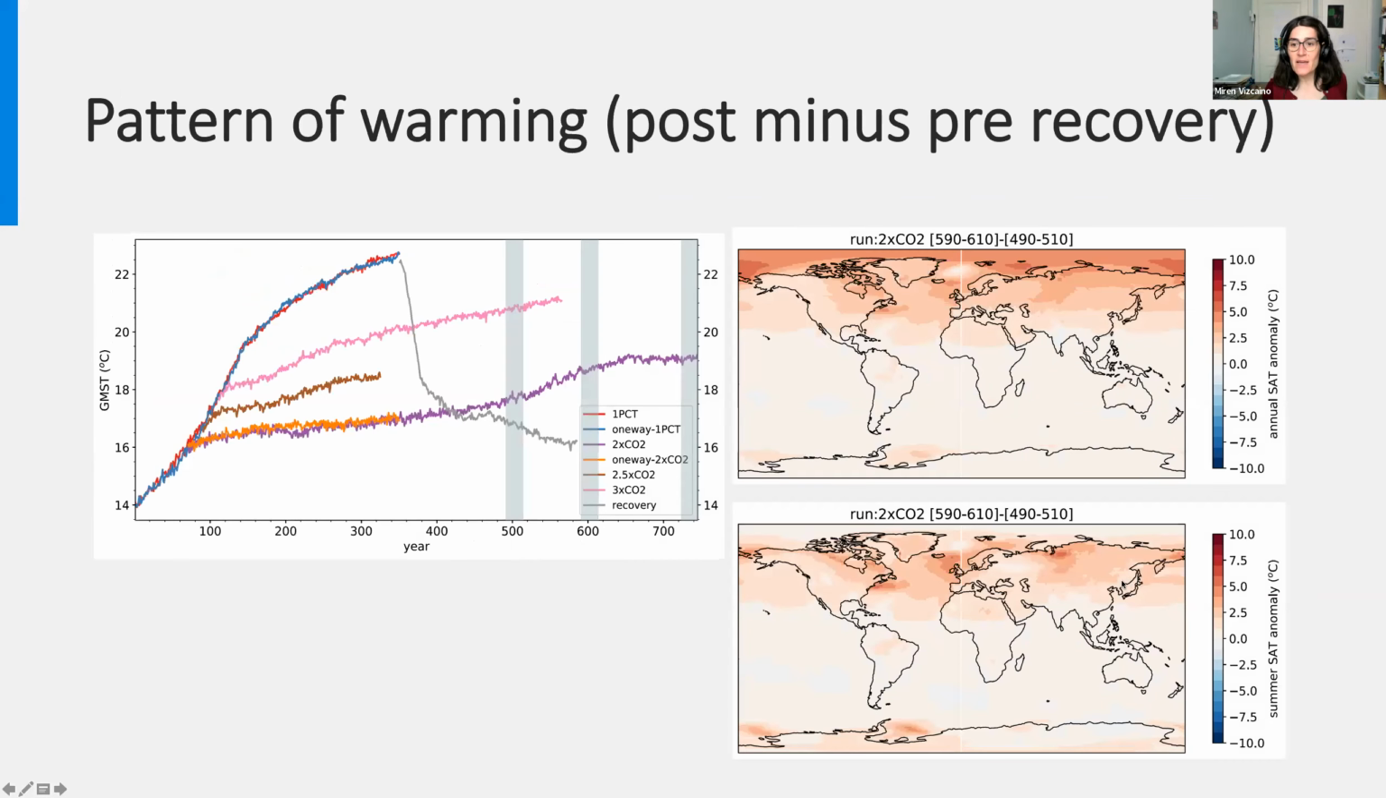Okay, so if we look at the pattern of the warming, this is annual, post recovery of the NAMOC, before the recovery of the NAMOC. These are the temperature anomalies. These are annual and this is summer. So we see warming over Greenland, not only in the annual mean, we also see it in the summer. So we think this is going to affect the melt.